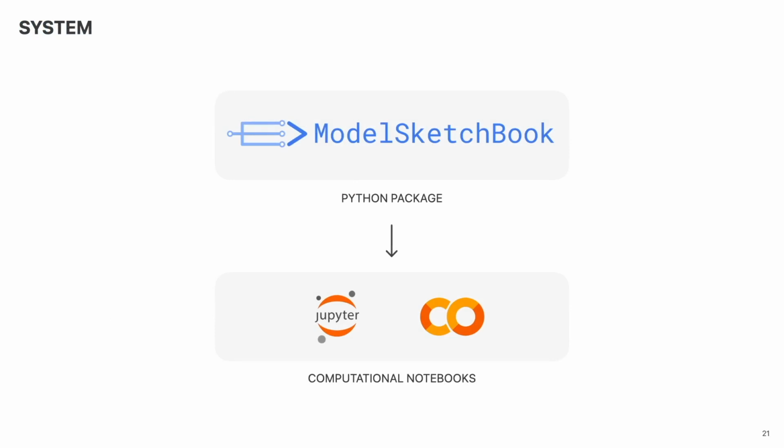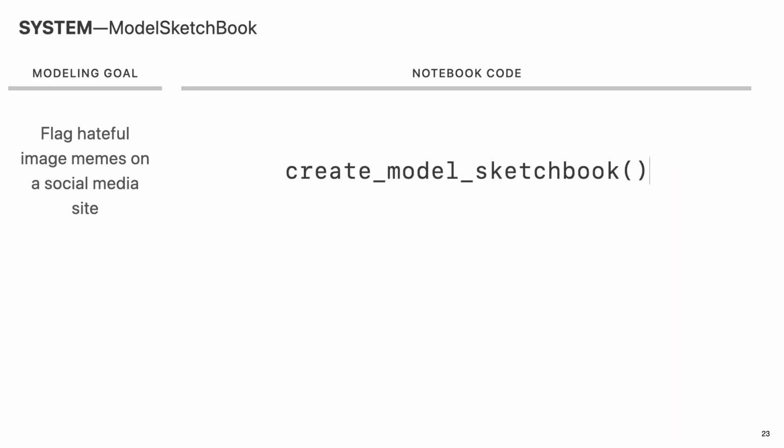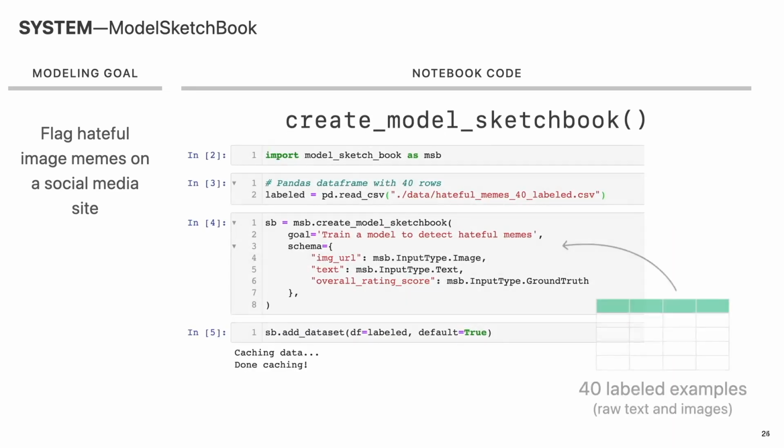Model Sketchbook is an open source Python package designed for use in computational notebooks like Jupyter and Colab, which is where our target audience of ML practitioners already commonly carries out model development work. To get started on the same hateful memes task I described earlier, I would just need to import our Python package. Then, I create a sketchbook that will store all of my work. Setting up a sketchbook involves passing in a data frame of 40 to 50 examples with raw image and text fields and overall ground truth labels. Then I can go ahead and get started on creating concepts.